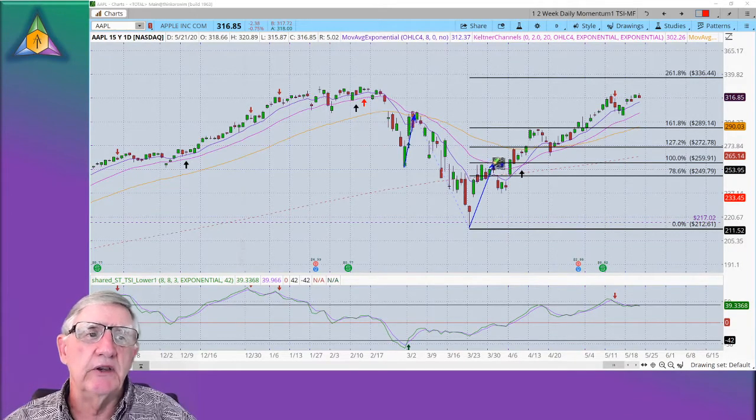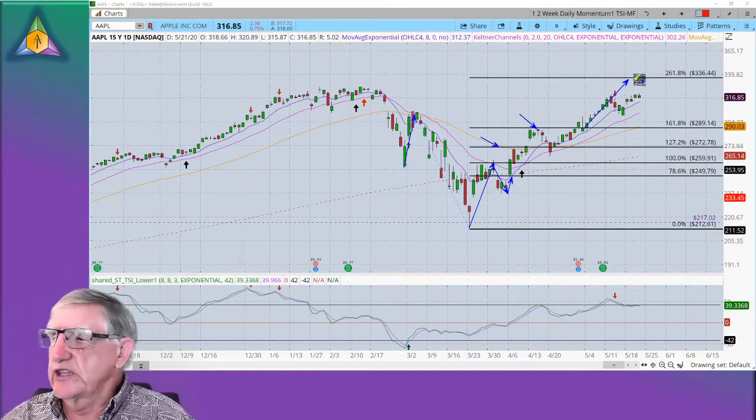It stopped dead in the water, fell back, came back running up through the 786 and continued to move up. The 1272 was the first place it hit. And then it went on over the 1618. Remember, those are the numbers we've been talking about. It almost hits the 1618, and it comes close, and now it's working its way on up towards the 261.